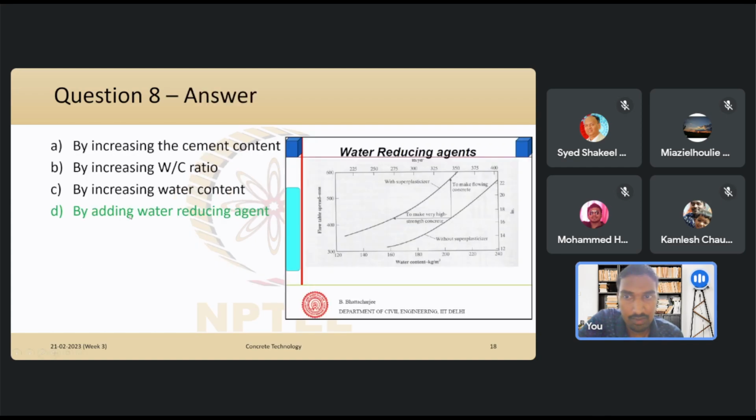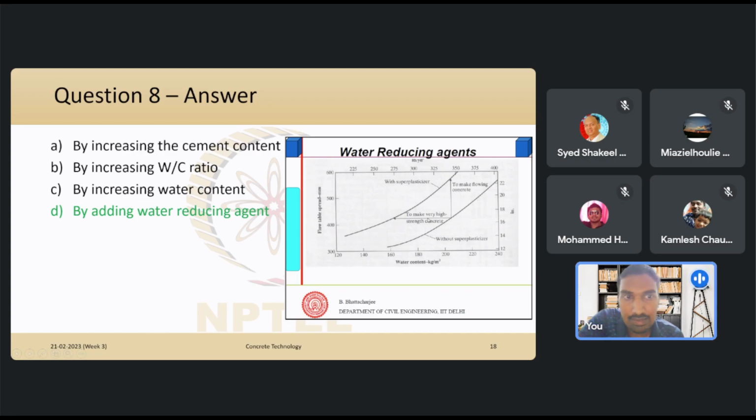So D is right, we add water reducing agent, but in addition to that we also have to reduce the water content, right? So if you remember this graph, we have two lines given here, which tell us the workability versus the water content. One is without any water reducing agent or super plasticizer, and the other one is with some super plasticizer added, right? So what do we have here?